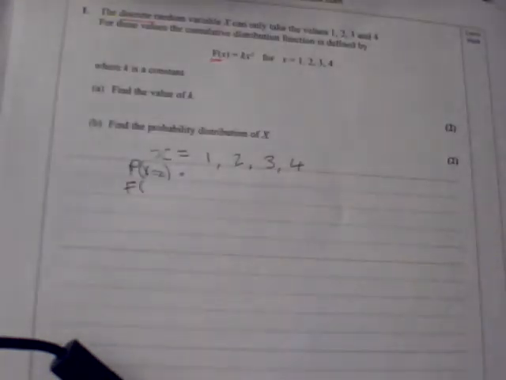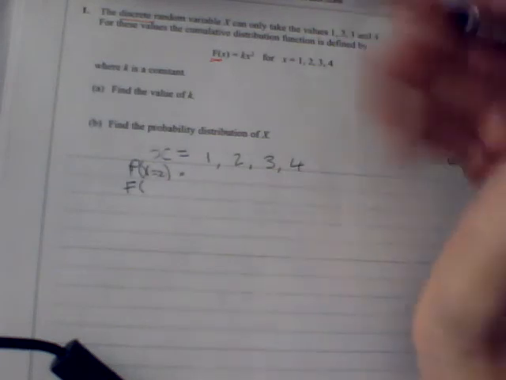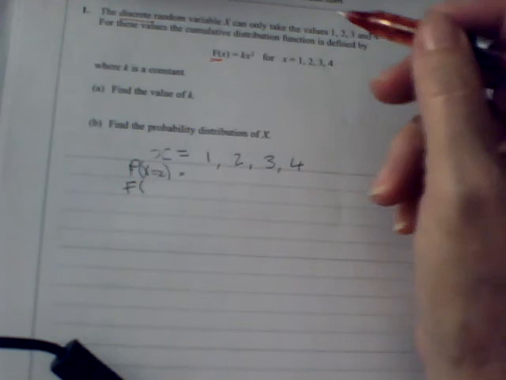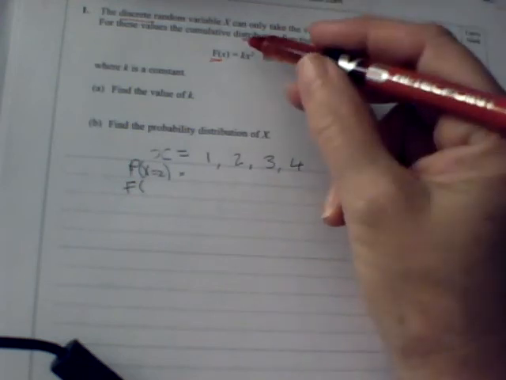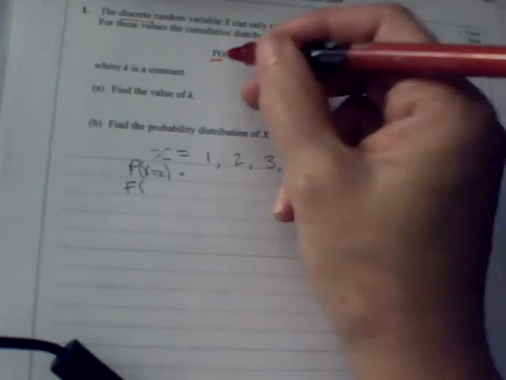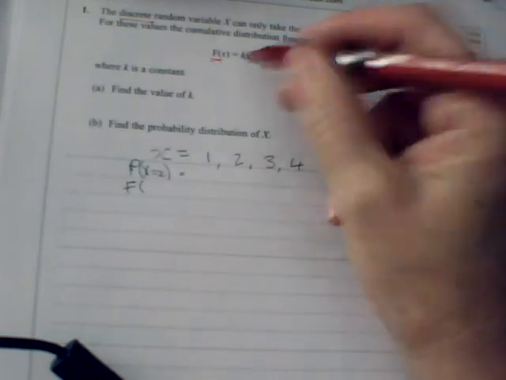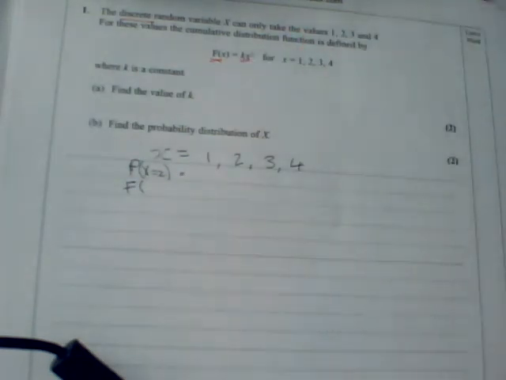Question 1 is about a discrete random variable, and it can only have the values 1, 2, 3, and 4. It tells us we have the cumulative distribution function, that's F of x, for 1, 2, 3, 4, and it equals this. So those are the really important parts. Now we've read the question, we can rock on.